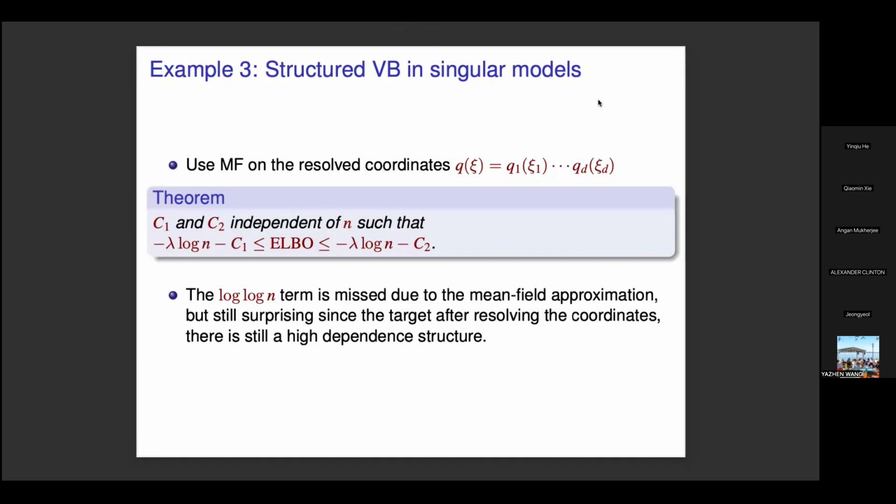And you can prove this, that if you use mean field on the resolved coordinates, the ELBO is of the order lambda log n. So you pay a price, of course. You can't get everything for free. So you pay a price on the log n term. But at least you recovered the leading term. So this is all based on the idea that you have access to the transformation, and you can reduce a very complicated singular model, let's say a reduced rank regression or a neural network model, to this normal form, which is often quite hard to obtain.